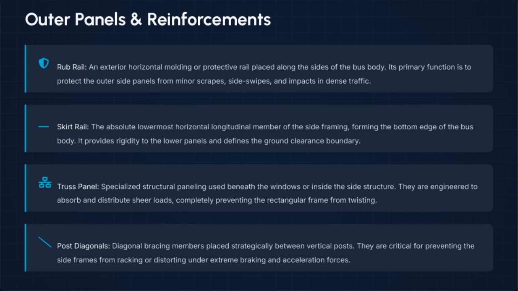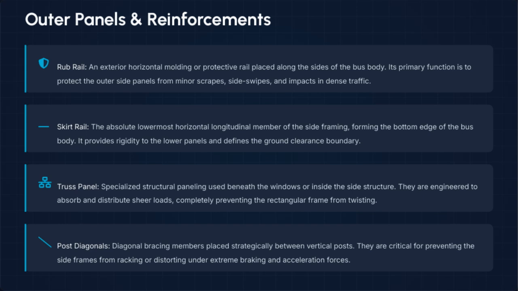Next, we have the truss panel. This is a specialized structural panel located beneath the windows or inside the side structure. Its purpose is to absorb and distribute shear loads, which helps prevent the rectangular frame from twisting. This is crucial for maintaining the overall rigidity and durability of the bus.